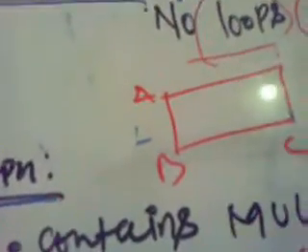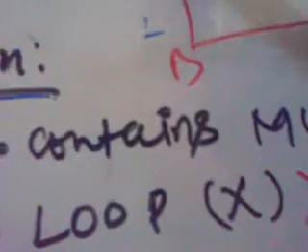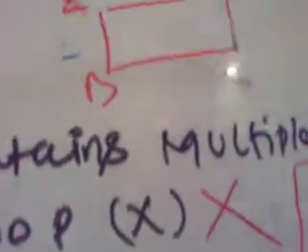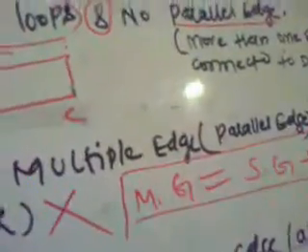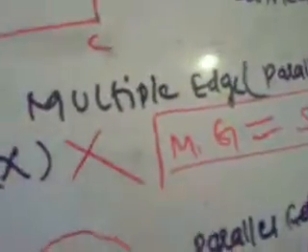So what is an example of a simple graph? In a simple graph, there is no self loop. If I draw a self loop, it is not allowed, and parallel edges are also not allowed. So this is an example of a simple graph.